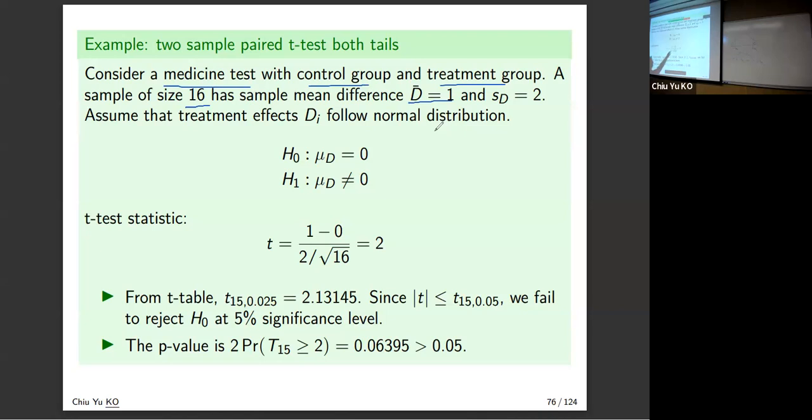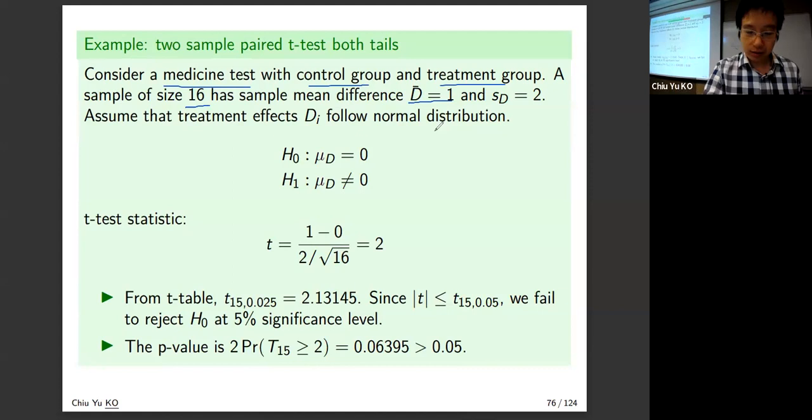And it turns out that the average difference is 1. The sample SD is 2. You want to see whether it's significant or not. Very simple, right? How do you do it? Just to go back to the question quickly. Yeah, I still have one minute. That's good enough.